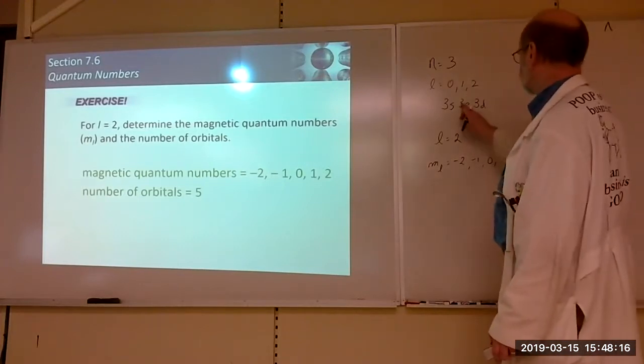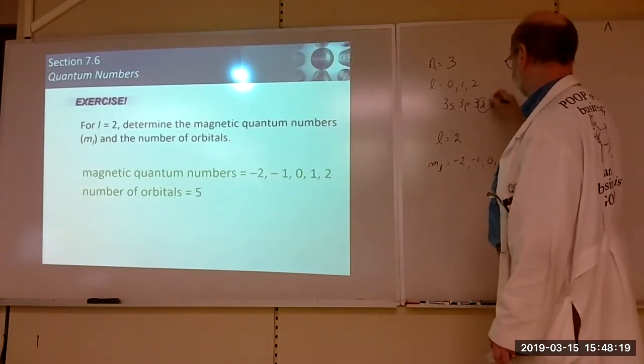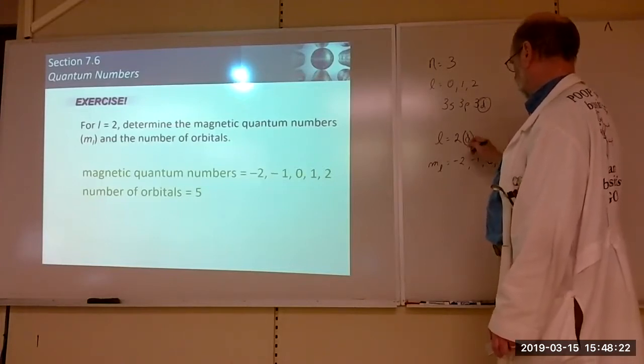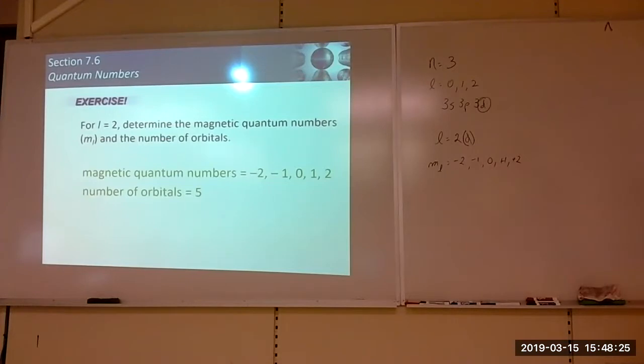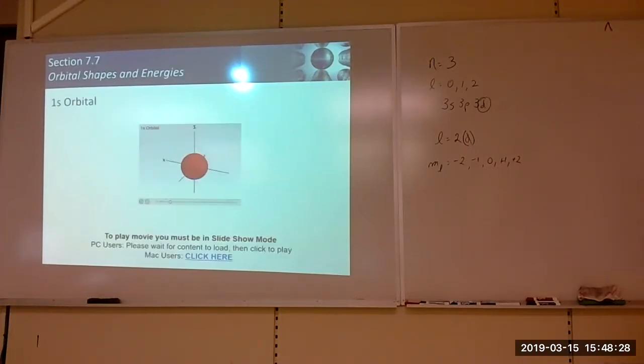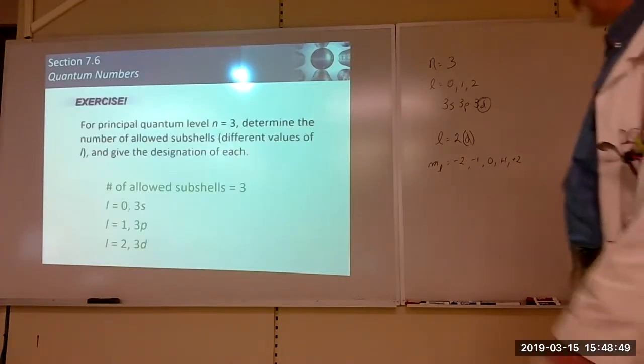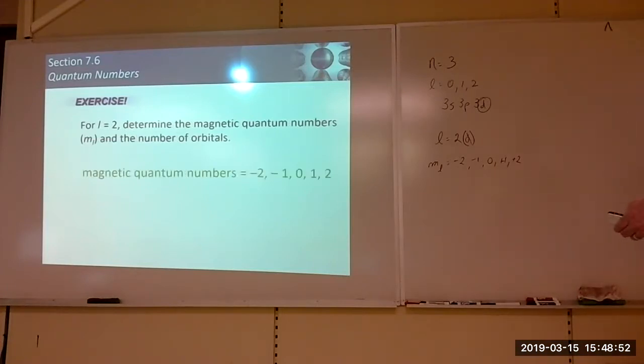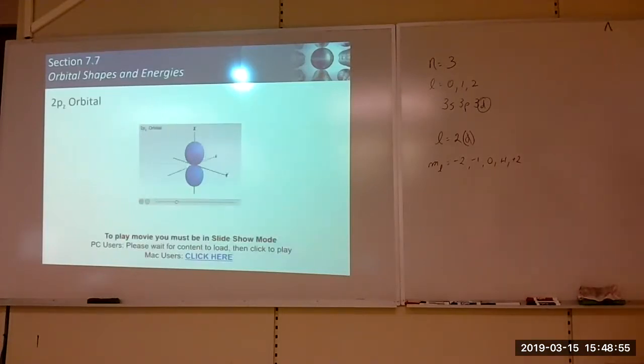So what does 2 refer to? 2 is d. So l equals 2 is referring to d. An s orbital has a spherical shape with the nucleus at the center. That's an artist's rendition. Which orbital is the shape of a macrobat? The 3d orbital. They're really sensitive. The 2pz orbital is in the shape of a dumbbell along the z axis.